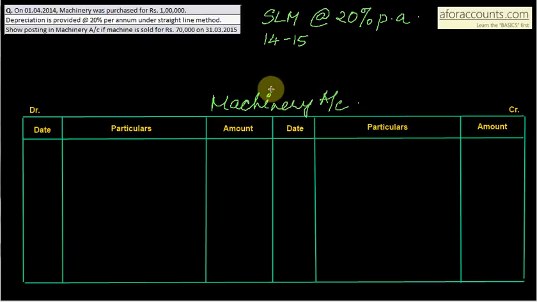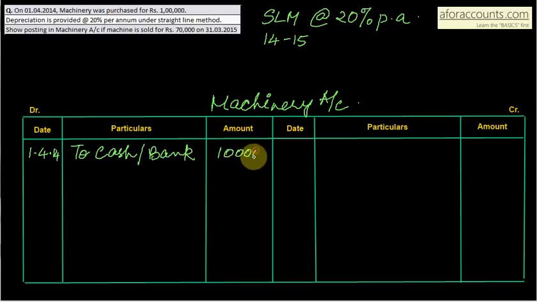First thing, machinery was purchased. Machinery is an asset. When an asset comes in, it is debited, so machinery account debit to cash or bank. What goes out is cash or bank and what is coming in is machinery. So machinery account debit to cash or bank, and the date is 1/4/14 and the amount is 1 lakh as given to us.